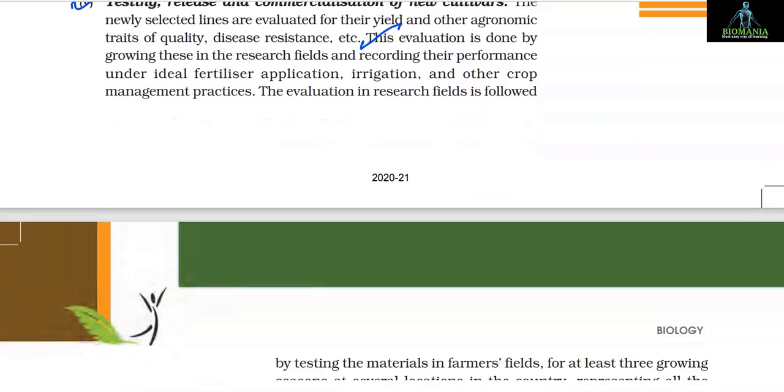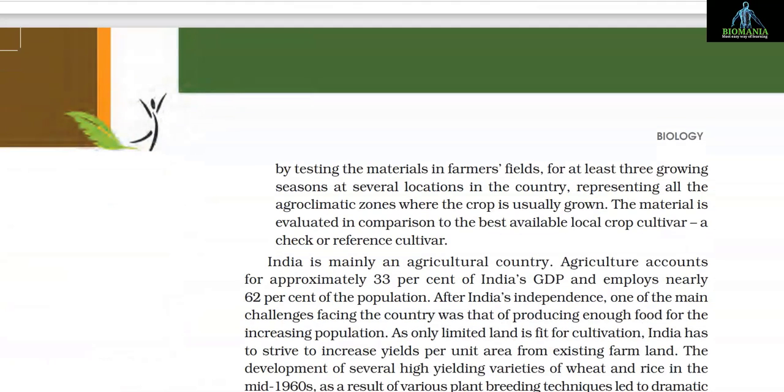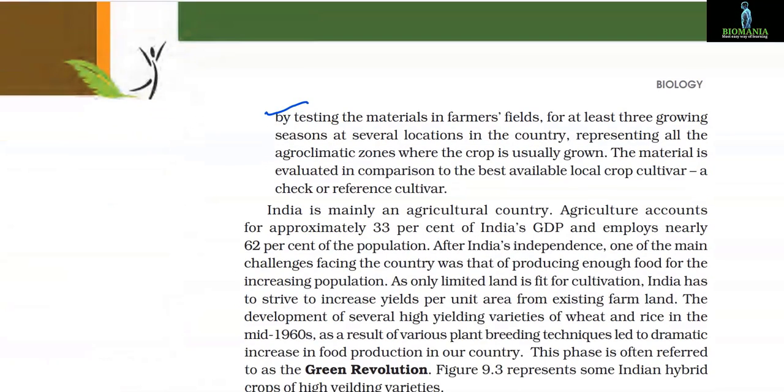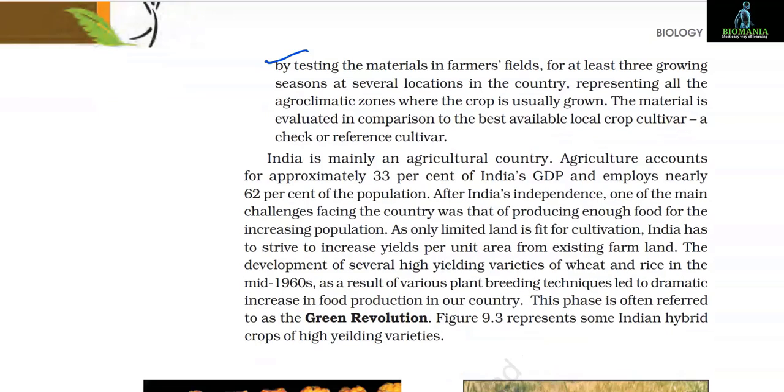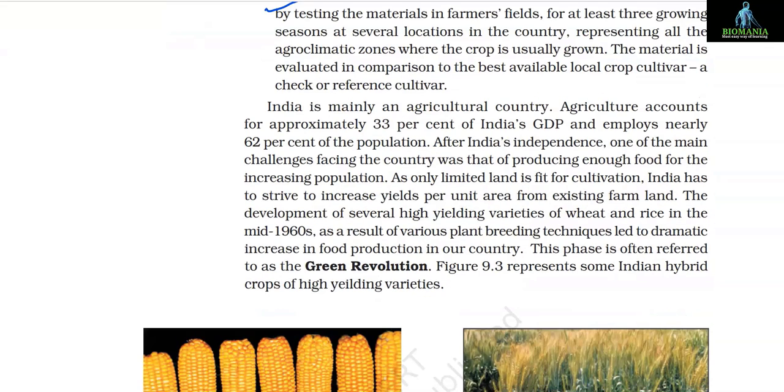The evaluation in research field is followed by testing the materials in farmer fields for at least 3 growing seasons at several locations in the country, representing all the agroclimatic zones where the crop is usually grown. The material is evaluated in comparison to the best available local crop cultivar, a check or reference cultivar.